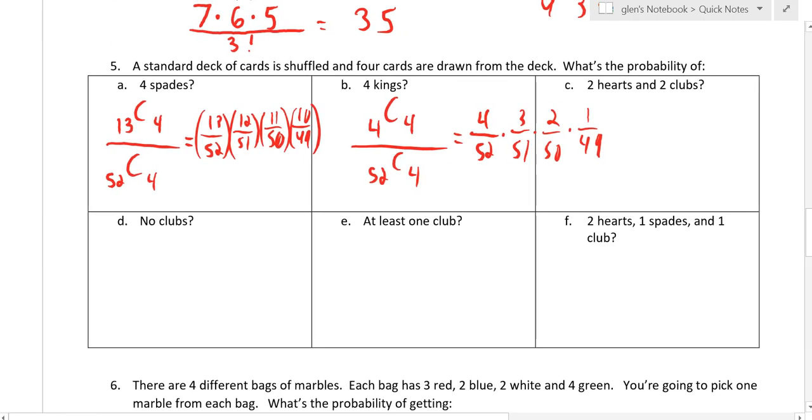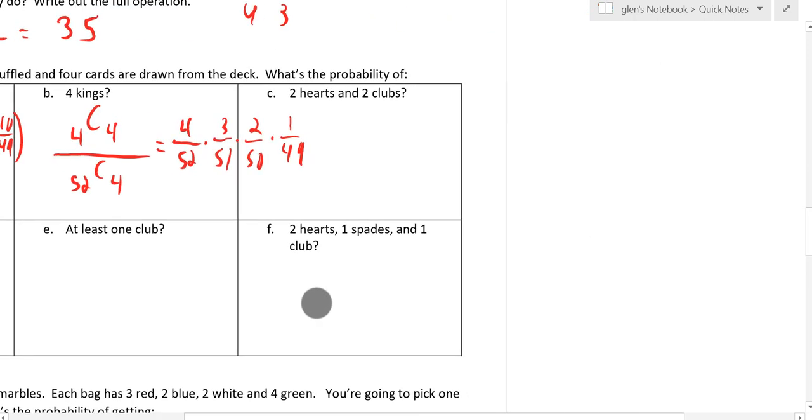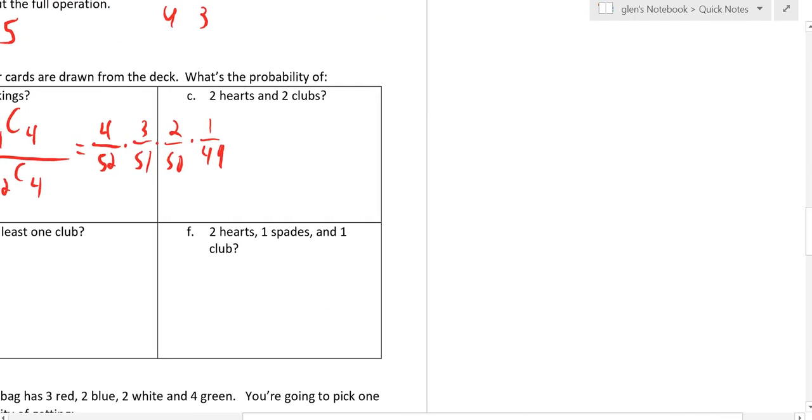Whereas in the other one, there's 13 spades, and we need 4 of them. How many ways can that happen? 13 choose 4. Now, 2 hearts and 2 clubs. This is an and, so we're going to multiply on top. How many hearts are there total? 13 of them, and we want 2. And we want 2 out of 13 clubs. Over 52 choose 4.